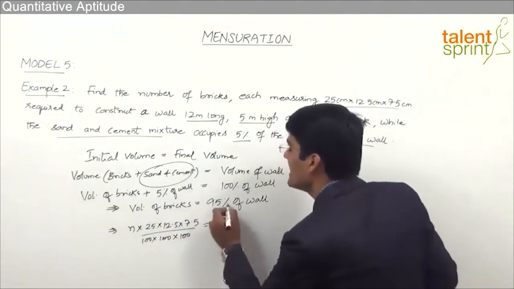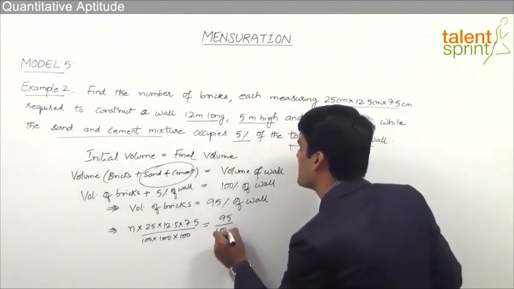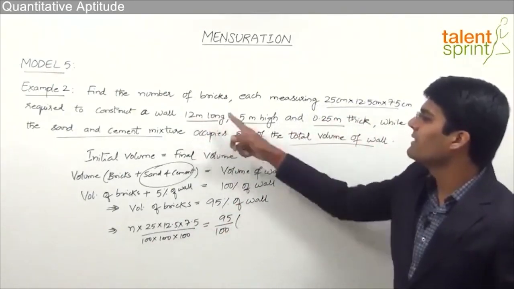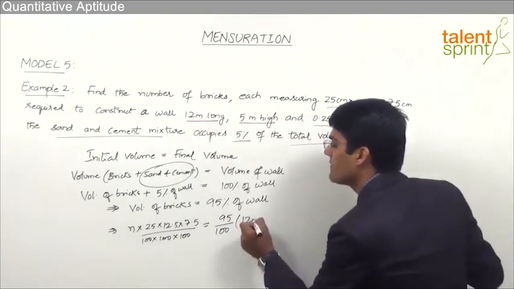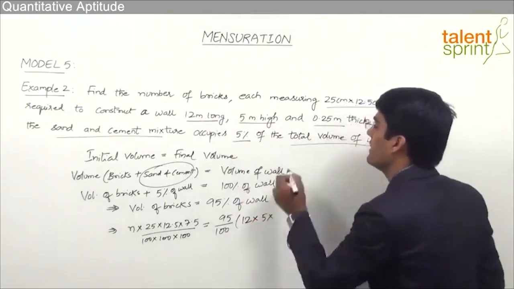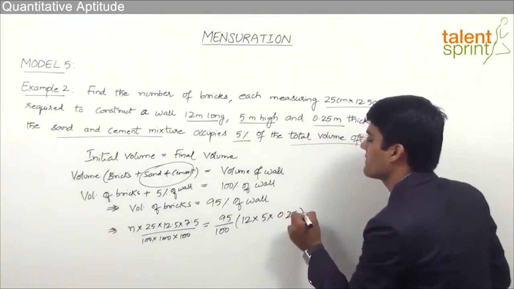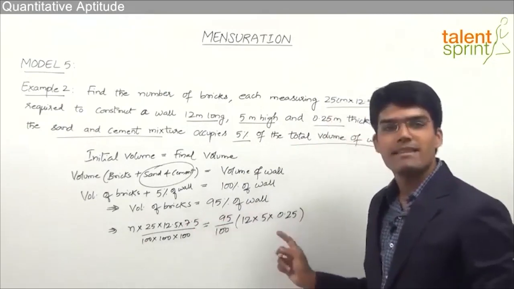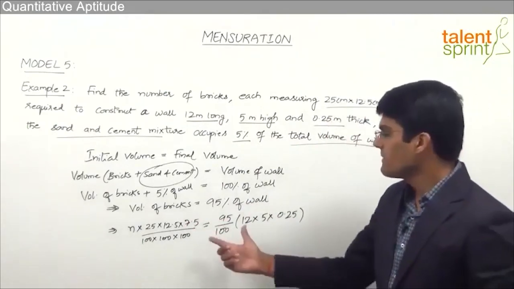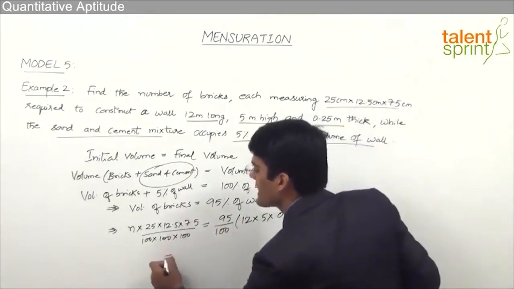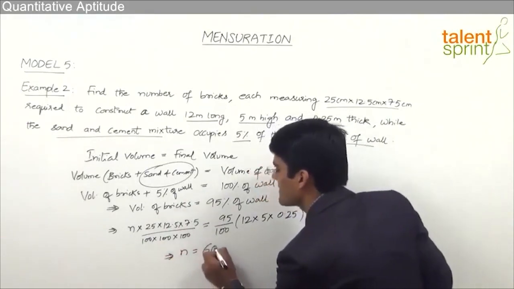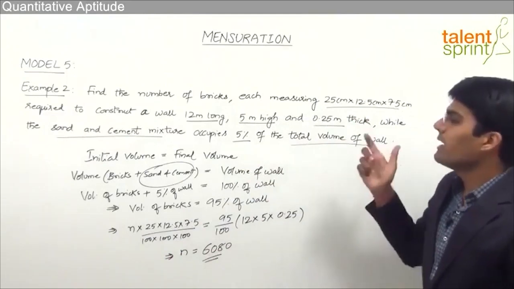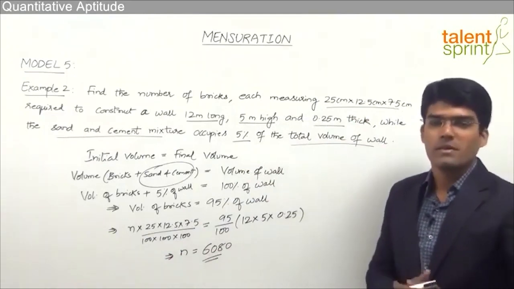This should be equal to 95%, that is 95 by 100, into the volume of the wall. Volume of wall will be nothing but length into breadth into height. So that is 12 into 5 into 0.25. All these are in meters, so we need not convert. Now if you observe, both sides are balanced as meter cube. By simplifying this equation, we can find the number of bricks n, and that will come out to be 6080. So we can say that 6080 bricks are required in the construction of such a wall of the given dimensions.